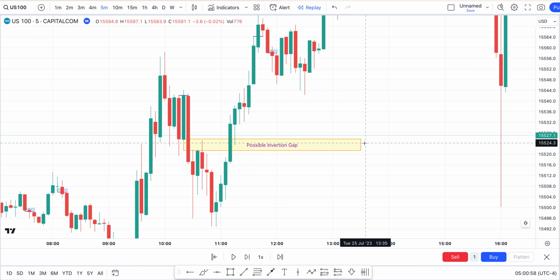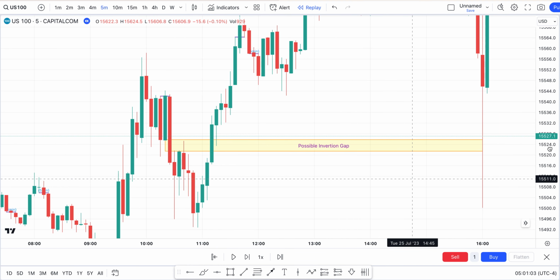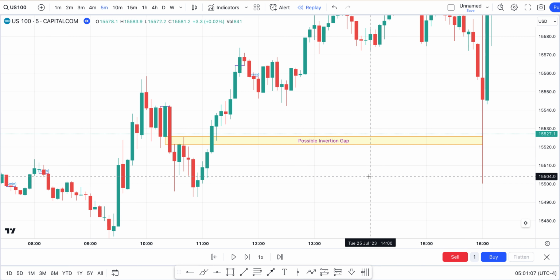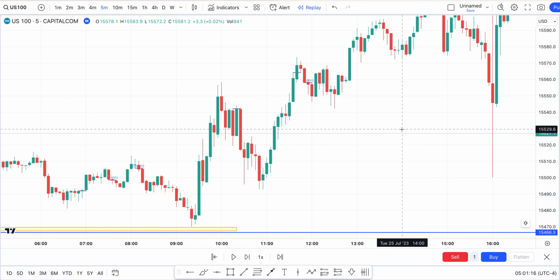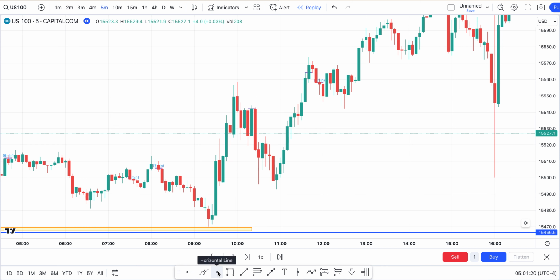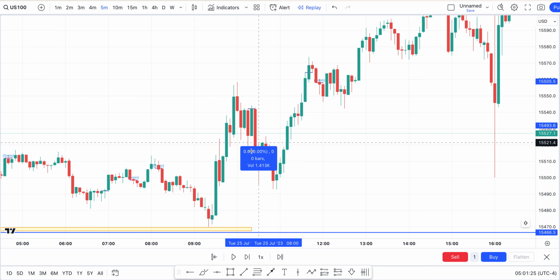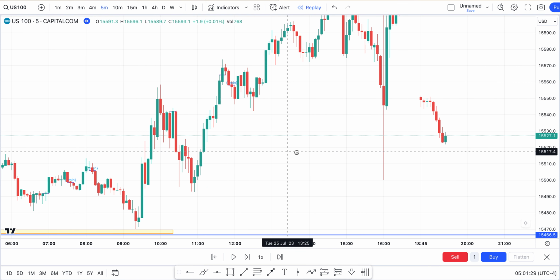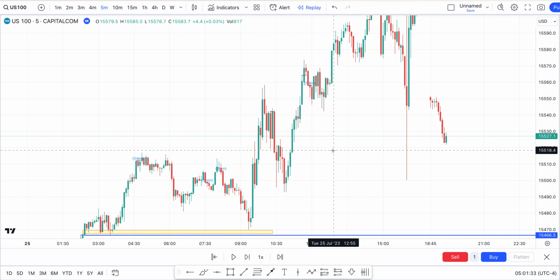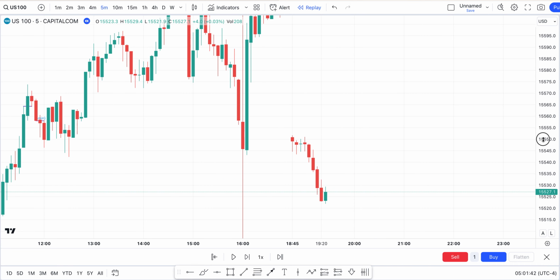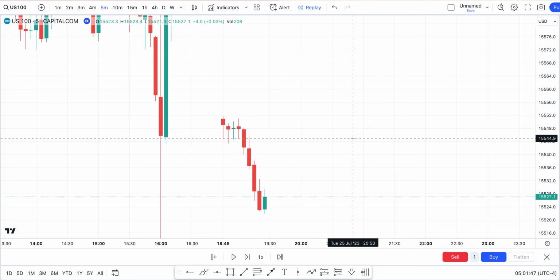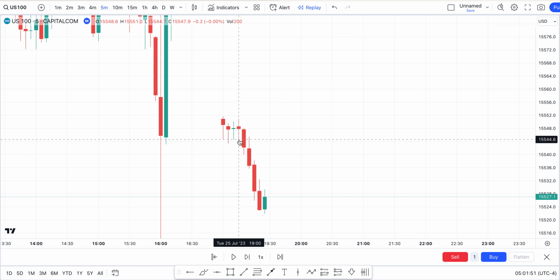It's a low, invalidated. Let's check this low. 15504.7, this high, 15545.5, 7.5 at 0.8.